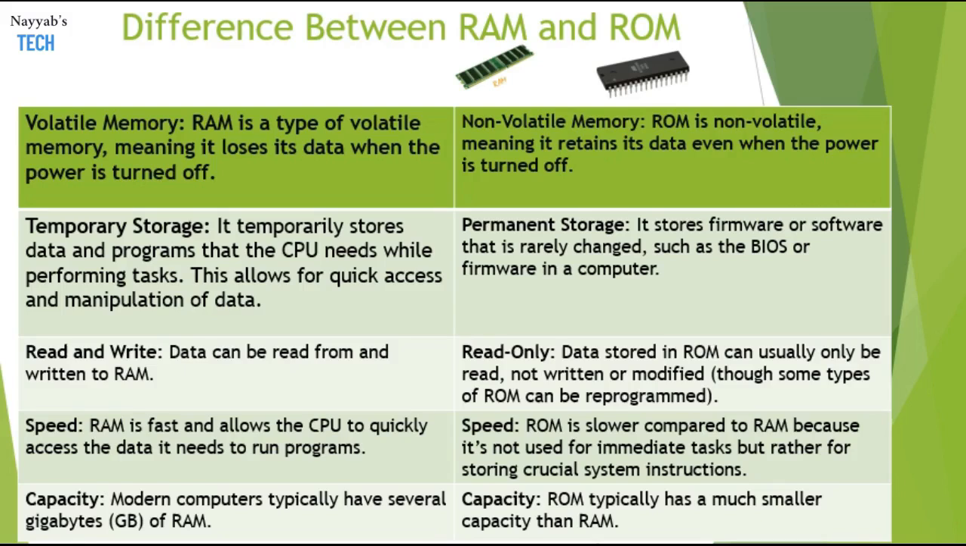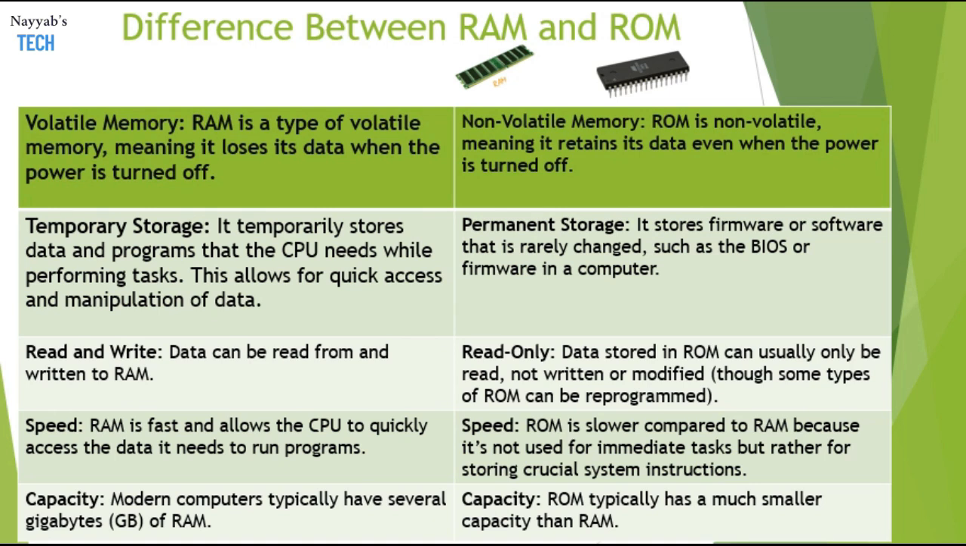Hello guys, today we are going to discuss the difference between RAM and ROM. Number one difference is volatile memory. RAM is a type of volatile memory. Volatile memory means its data is lost when the power is turned off.